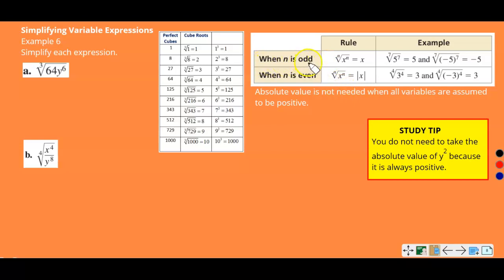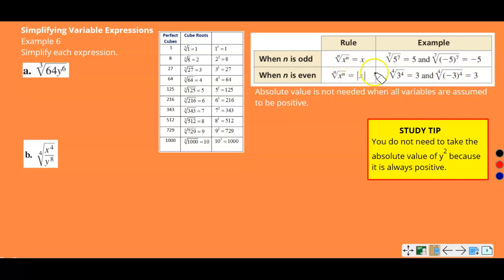in mind. When n is odd, that means your index and exponent, when that is odd, then you can have both a positive and a negative answer. So you don't have to worry about anything when n is odd. But when n is even, like if this is a square root and something's squared, there are two possible solutions here. So the fourth root of 3 to the 4th power equals 3, and the fourth root of negative 3 to the 4th power also equals 3. So you can see there's two different answers here that produce the same number.